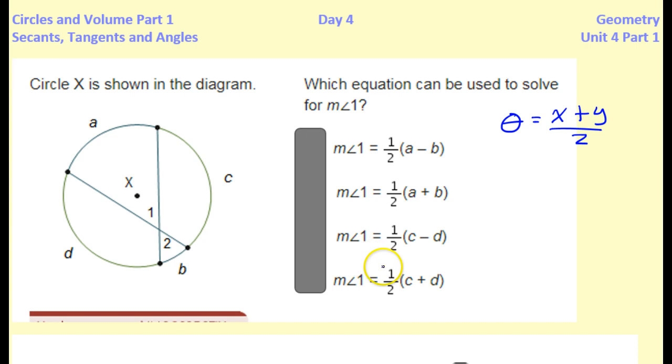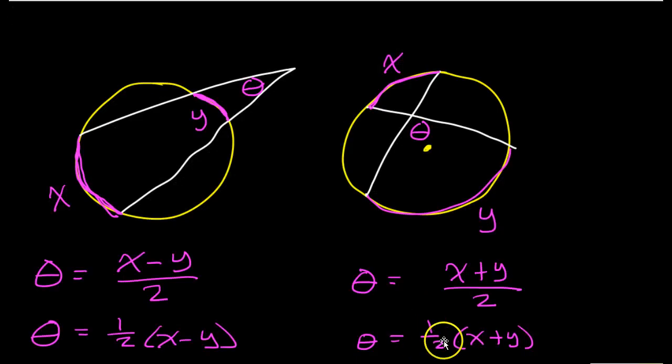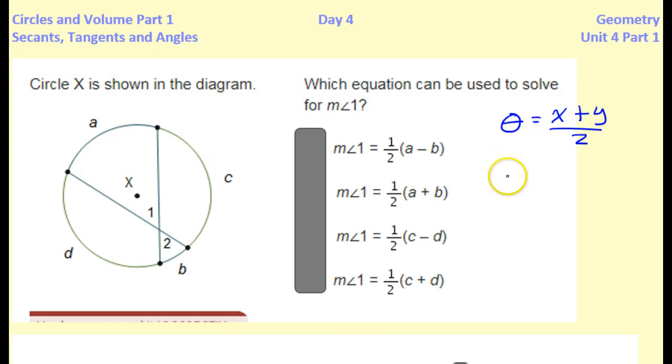Now looking at how they have it set up, I showed you that another way of writing that, instead of putting the 2 in the denominator, you could write it as a 1/2 in the front. So let's think of it that way. The angle is equal to 1/2 of x plus y. Now let's compare that to this. So we have the angle and then we have the 2 arcs. Well, for the angle I have 1 and 2, but they are the same. So I could use either one of them for the angle. But looking at our answer choices, they're using the measure of angle 1. So that's what we're going to do.